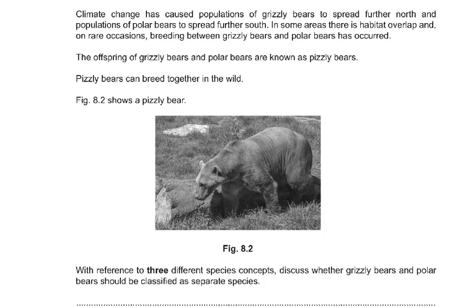Climate change has caused population of grizzly bears to spread further north and population of polar bears to spread further south. In some areas there is habitat overlap, and on rare occasions breeding between grizzly bears and polar bears has occurred. The offspring of grizzly and polar bears are known as pizzly bears. Wow, I think it's a bit rude. Pizzly bears can breed together in the wild. Figure 8.2 shows a pizzly bear.